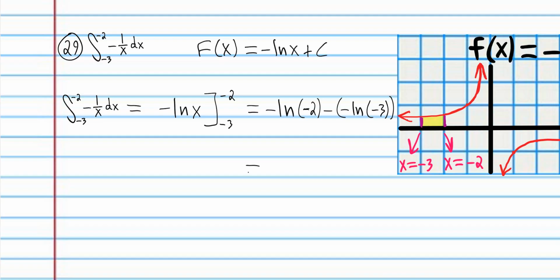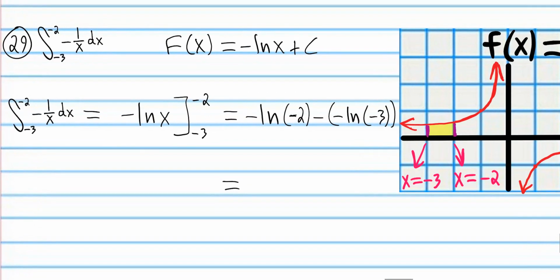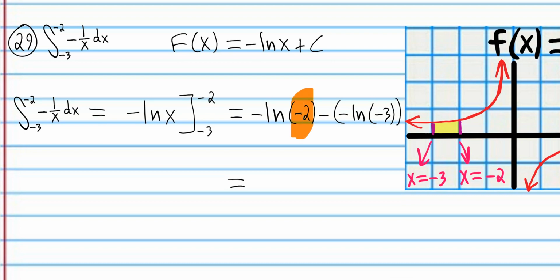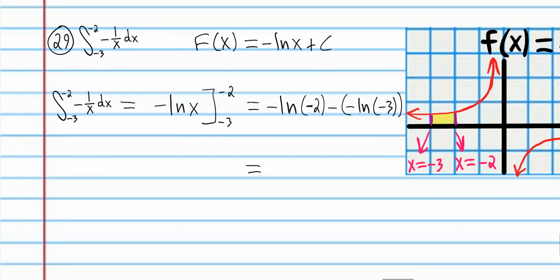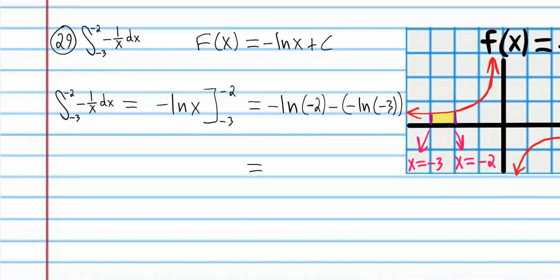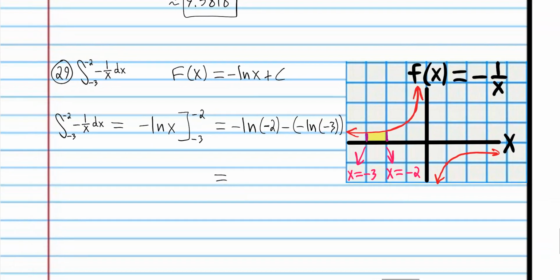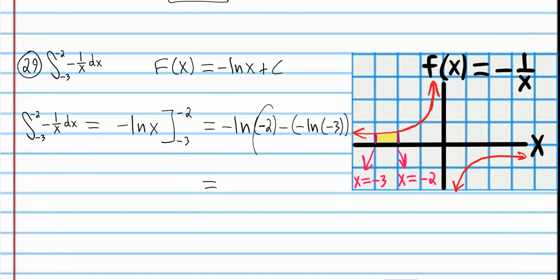Now, unfortunately, at this point, we have an issue. The issue is we're not allowed to have negatives inside our natural logarithms. We can't do that. So, that means that we can't do this. We can't use the fundamental theorem of calculus to find the area that we're looking for here, because we can't have a negative inside a logarithm.